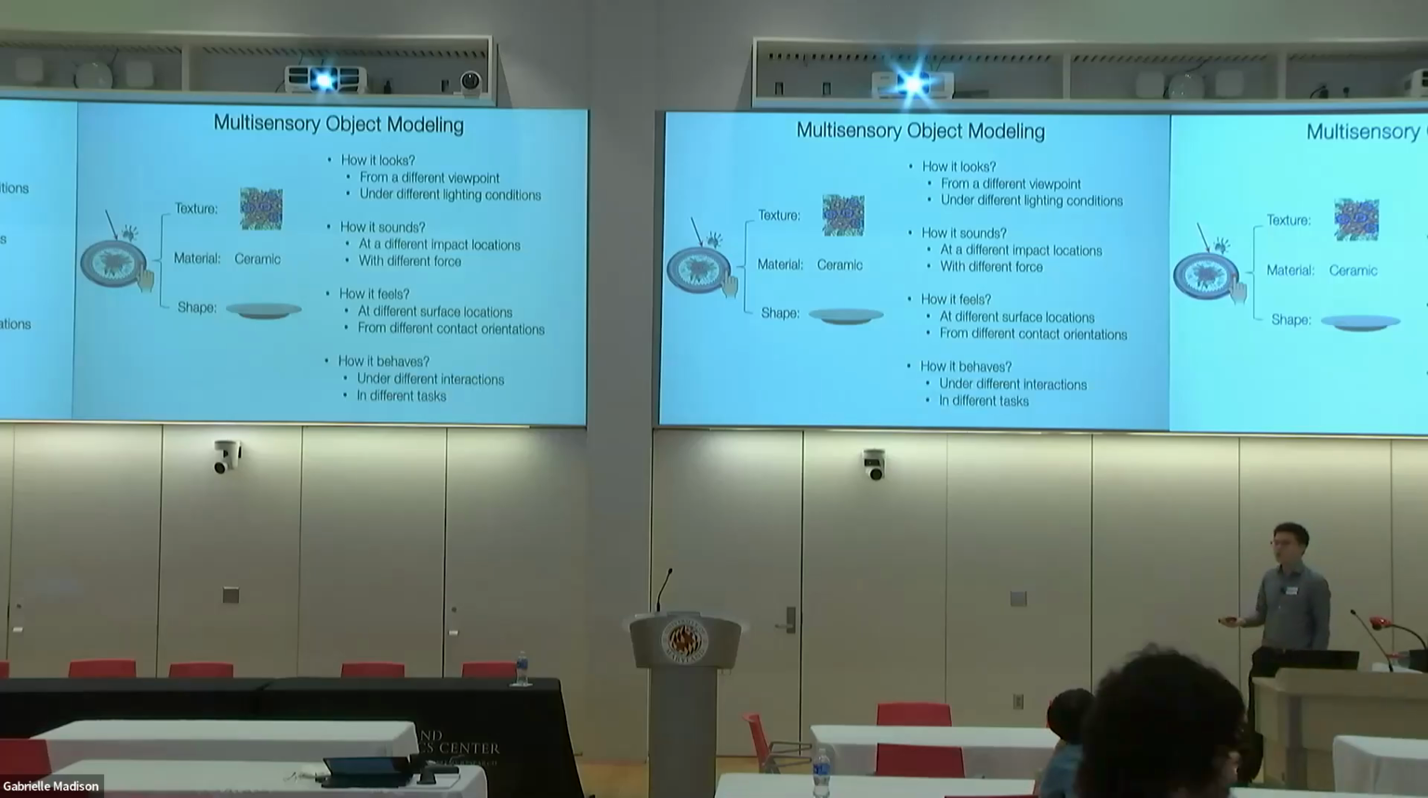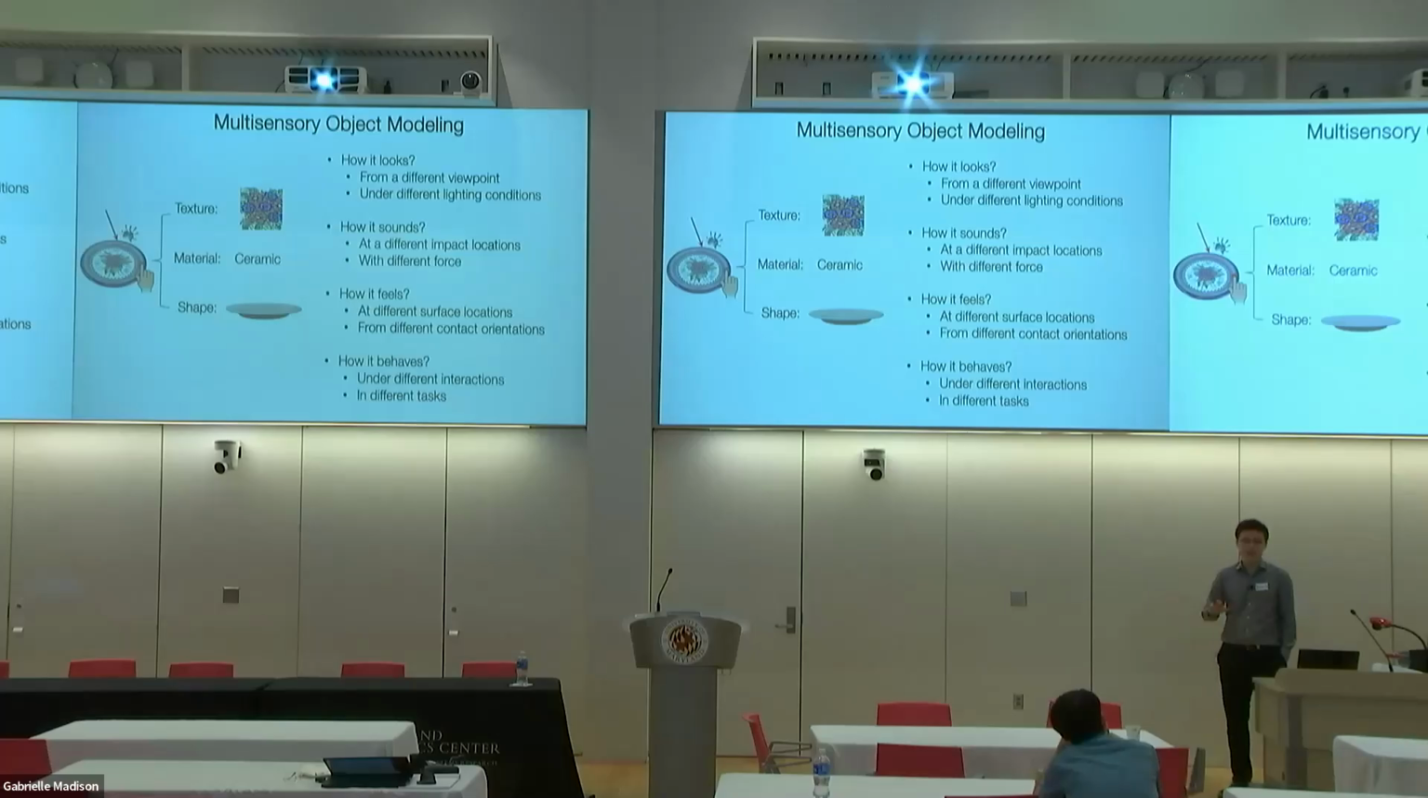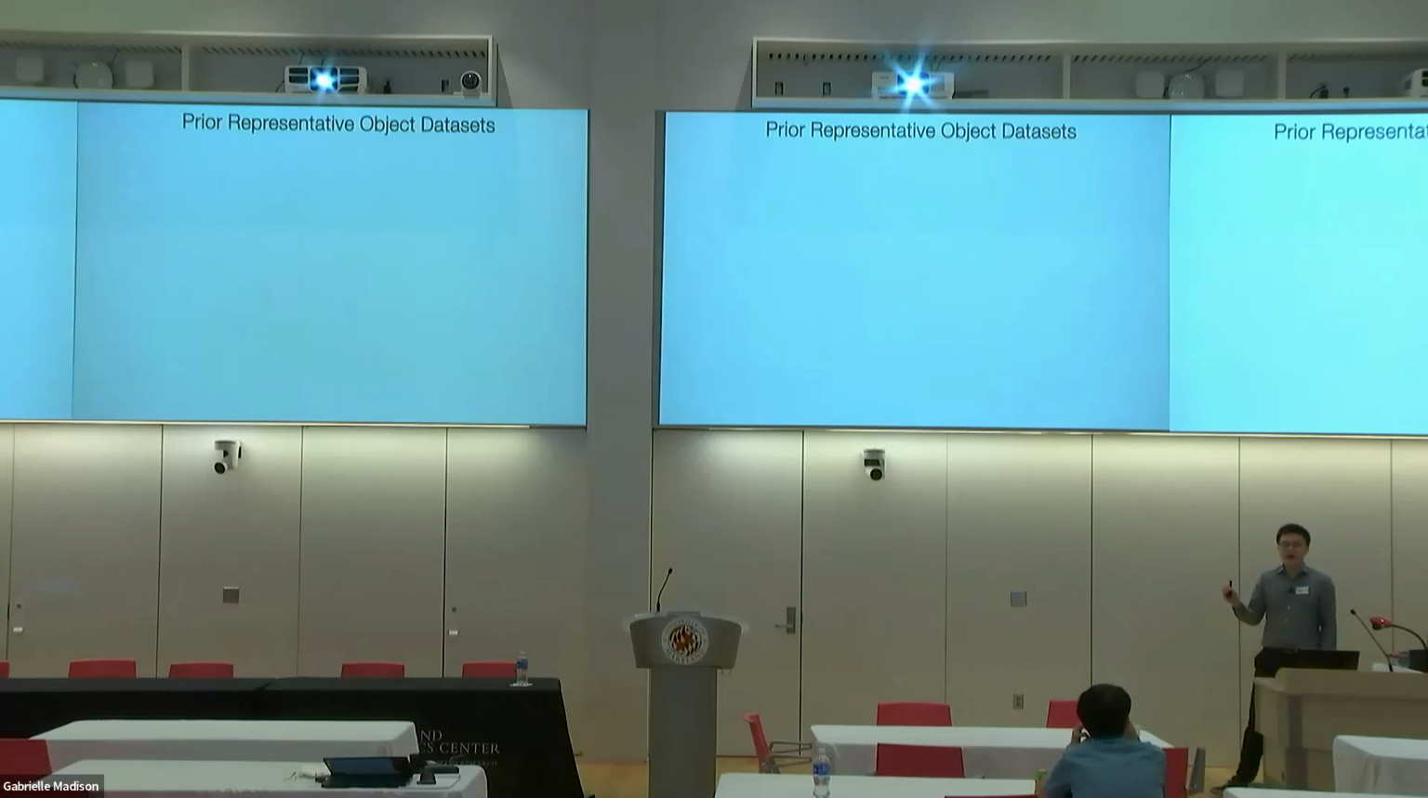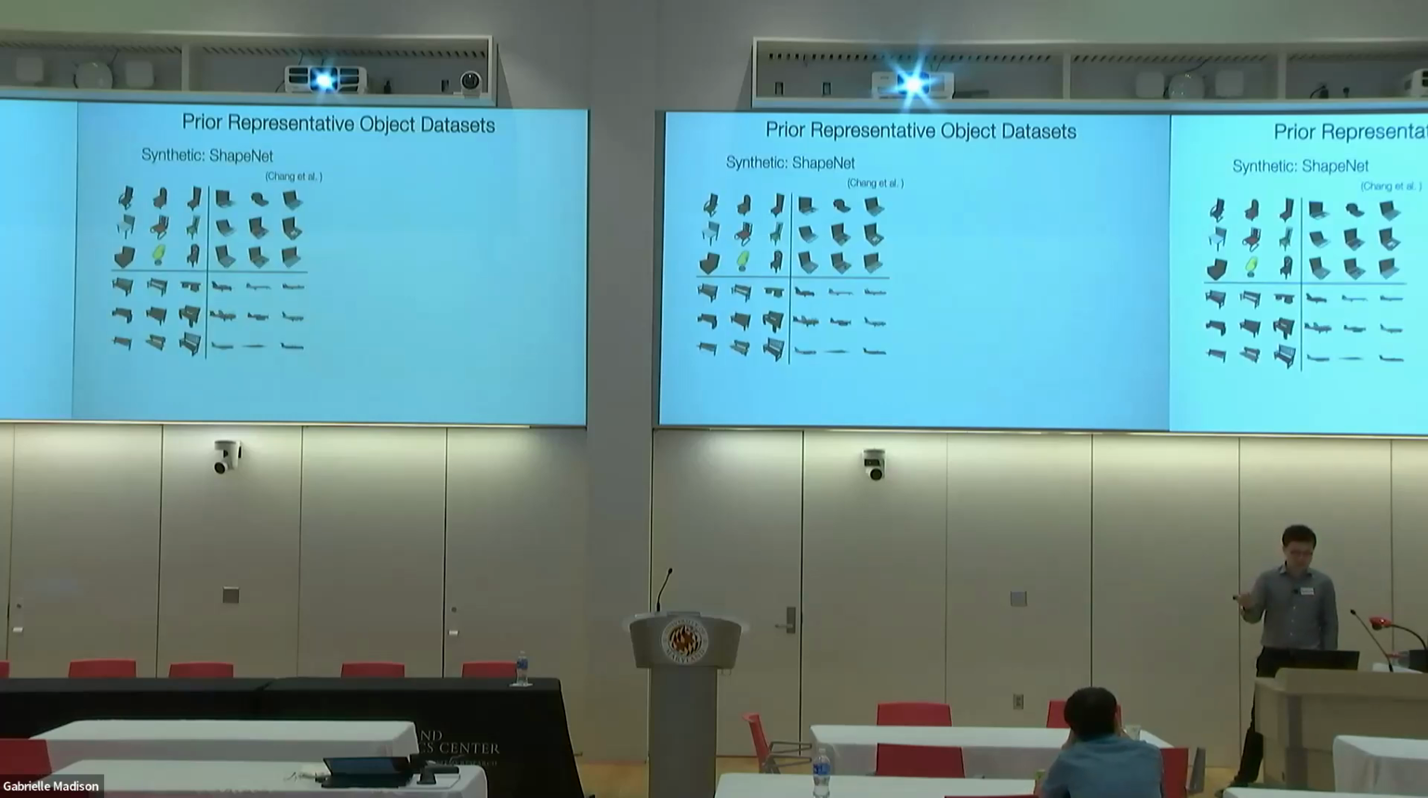And of course, we're also interested in how it behaves under different types of interactions and in different tasks. So it's very important to model objects in a multisensory way. However, if we look at prior datasets, representative object datasets like ShapeNet, it's synthetic. It's good in the sense that there's some variation in geometry, but it's less realistic in terms of color and texture, and it only focuses on visual appearance.